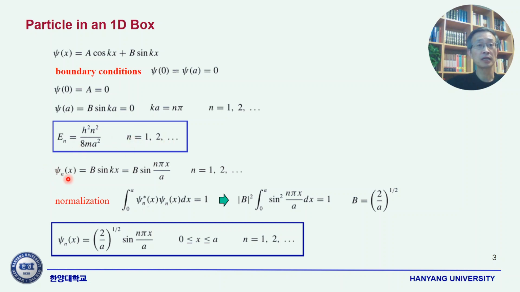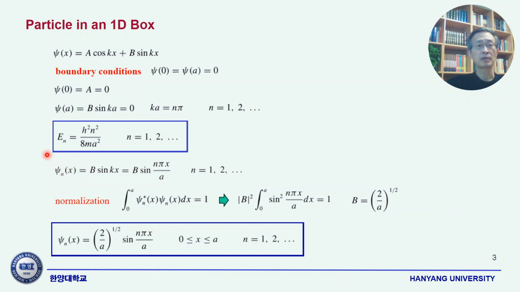So psi n, now we index the wave function with the quantum number n, which is given here. So psi n of x equals b sine kx, and then k of this function is n pi over a. So b sine kx equals b sine n pi over a x. Okay, so this is the final form of the wave function.